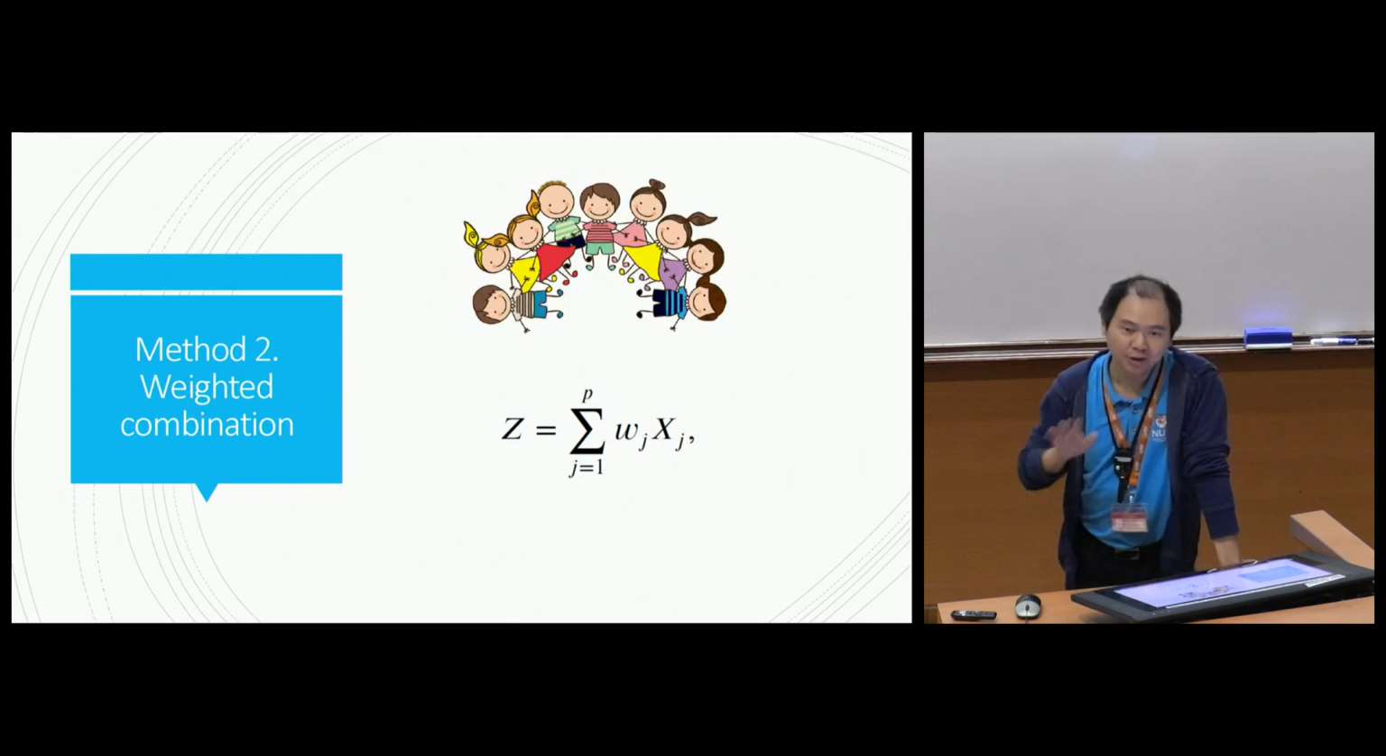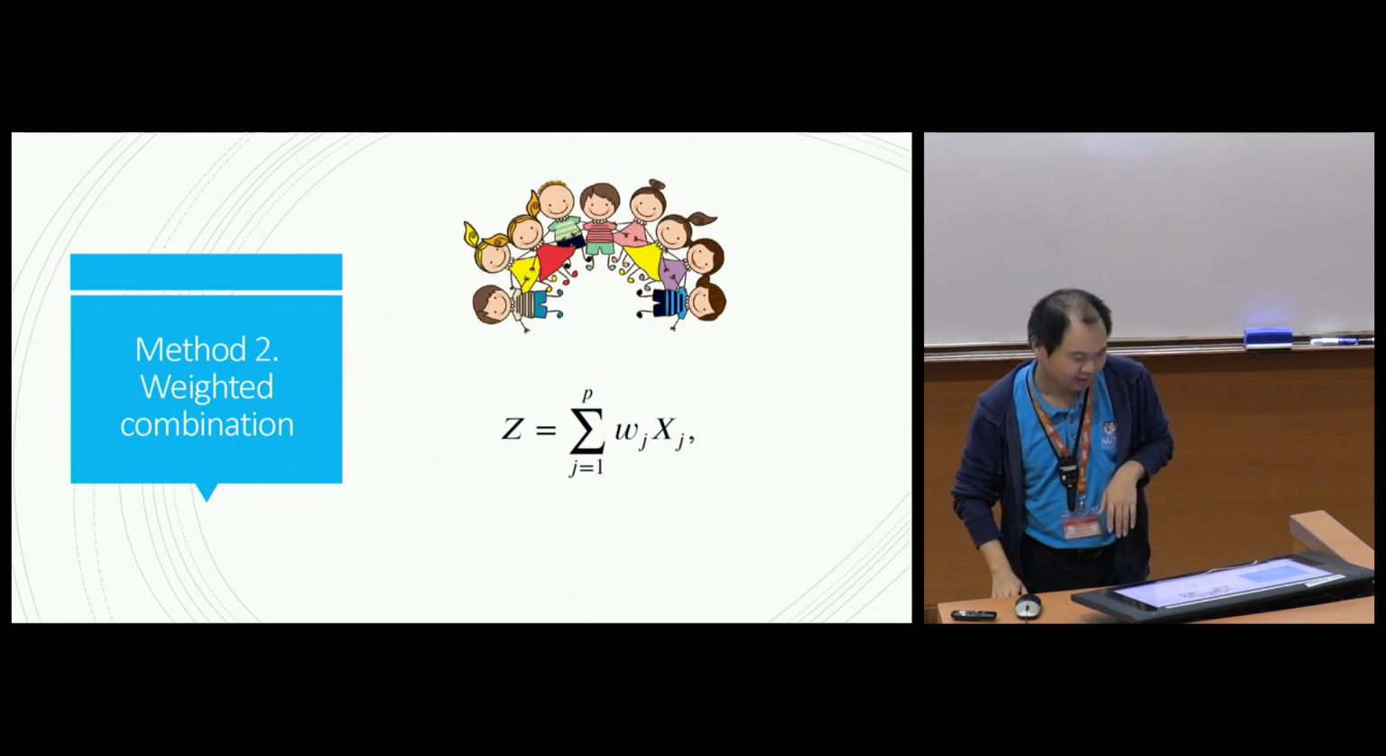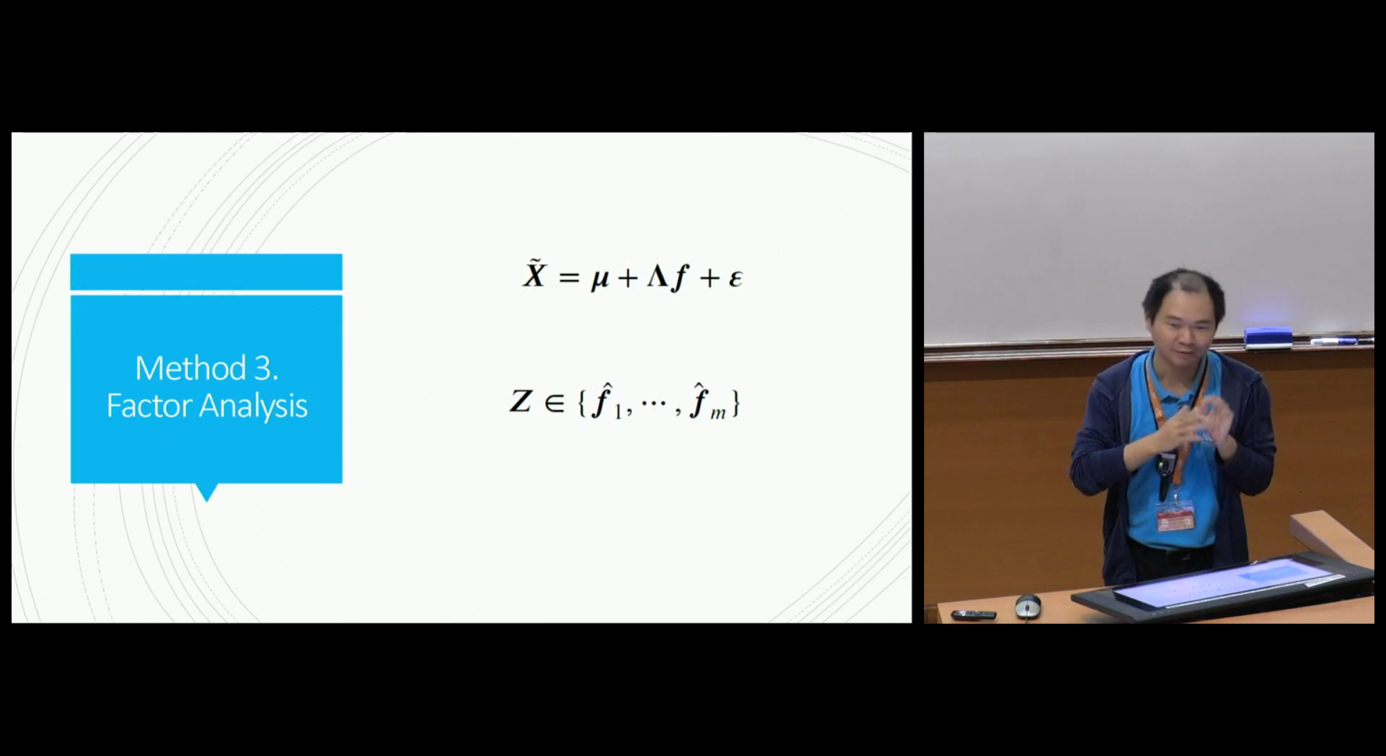But equal weight may still not be a good idea, because clearly some of these x variables may be more important and some of them may be less important. So you should have some kind of favoring over them. So the third method we consider is actually very simple. We consider multivariate analysis.